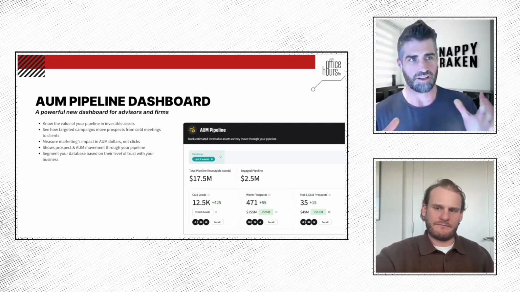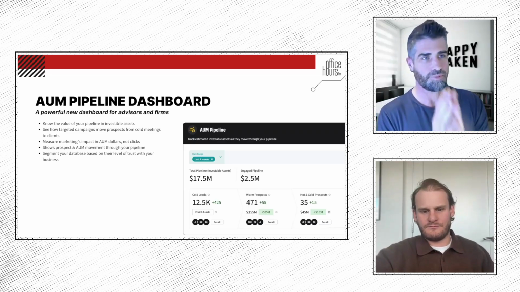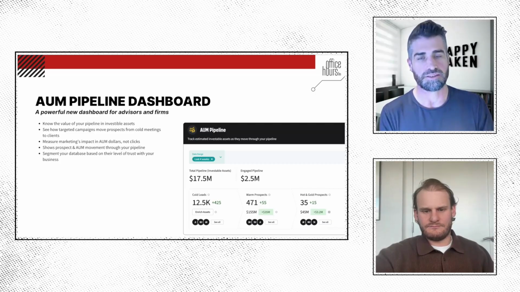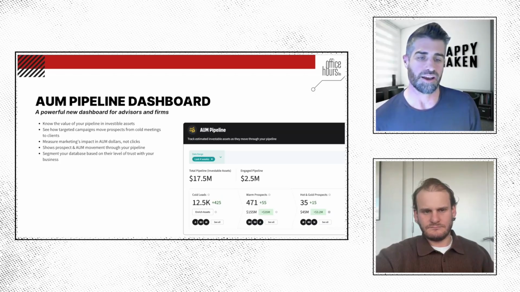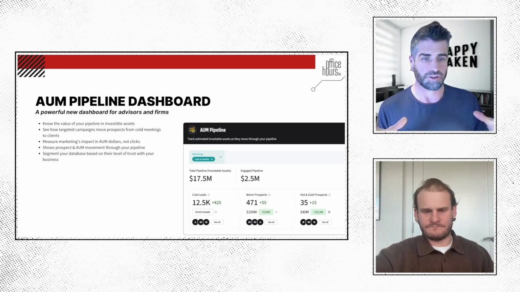It's flexible. You can set it up to match your pipeline as it is, or we have this default view based on cold leads, warm prospects, hot prospects, and clients. That would be a really simple way to build out a pipeline if you don't currently have one. And I think that visualization alone is really cool, right?